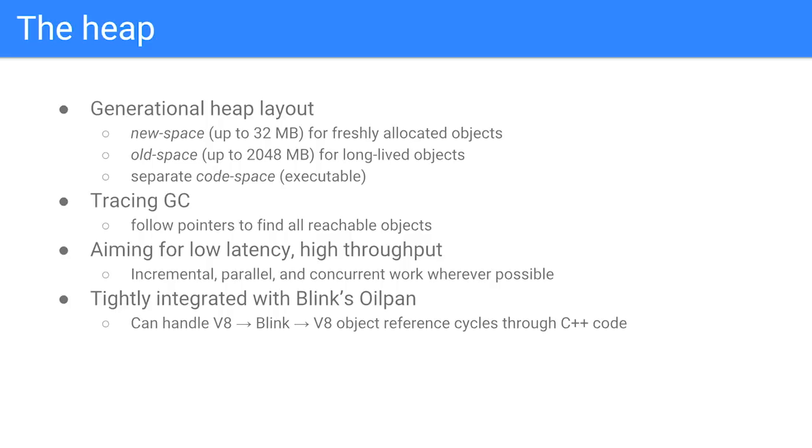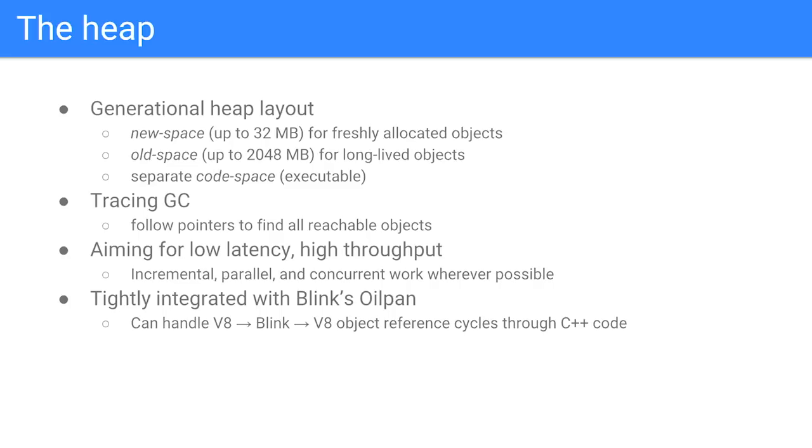And separate from that, there's code space, which is special in that it's executable. The rest of the heap is not executable for security reasons, but when we want to generate code, we have to have some executable area. V8 uses a tracing garbage collector as opposed to reference counting. That means a GC cycle follows all pointers to find all reachable objects, and any objects that have not been reached by following all pointers are considered dead, and the respective areas can just be marked as free.